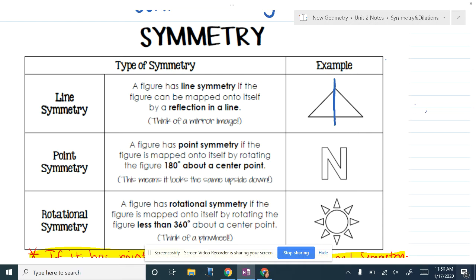Point symmetry is when a figure looks exactly the same when it is upside down. So a 180-degree rotation. So take this capital N. If I rotate my paper completely upside down, it still looks like a capital N.